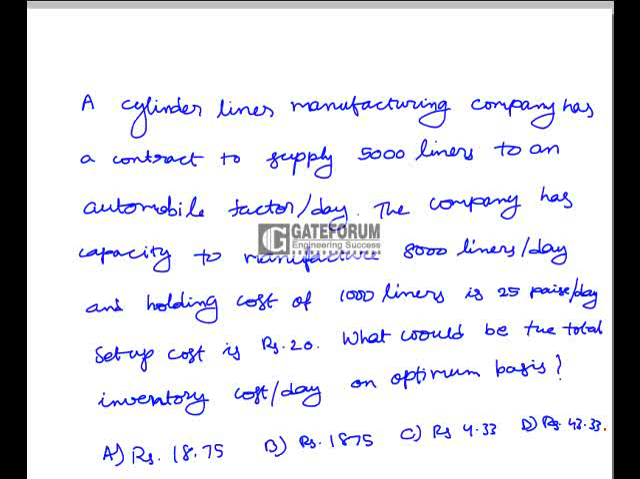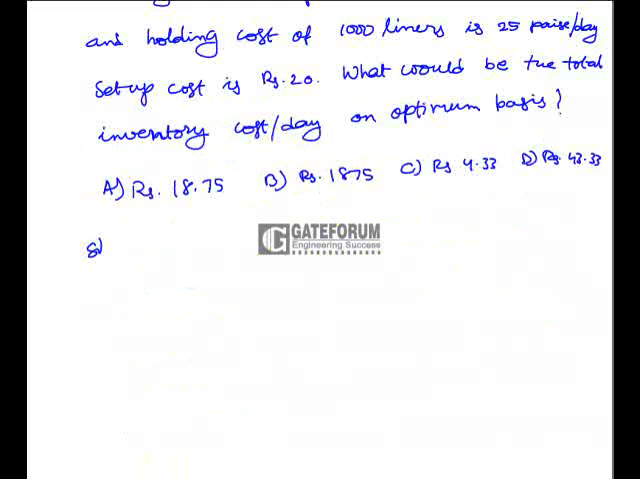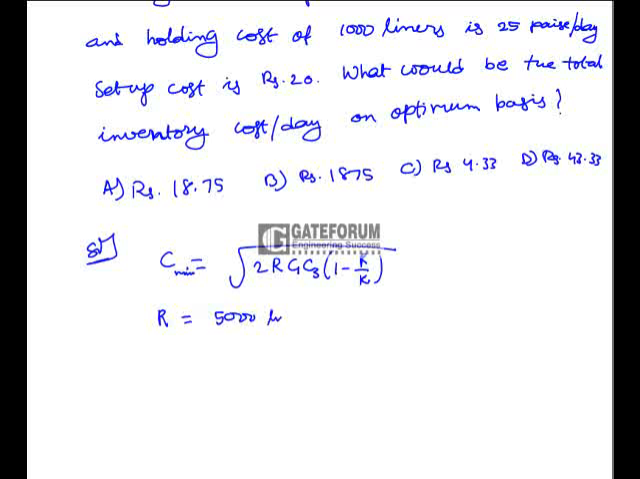Here on optimum basis, the total inventory cost is given by the square root of 2R C1 C3 (1 minus R by K), where R is the supply or demand, that is 5000 liners per day, and the company has capacity to manufacture 8000 liners. So here K represents the capacity, the production rate, that is 8000 liners per day.